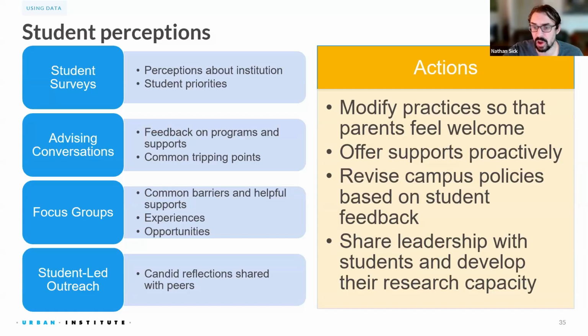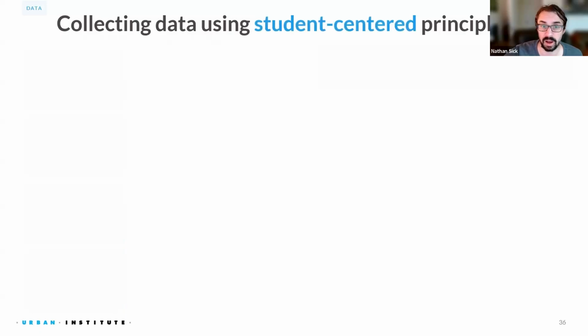So actions you can take: modify practices so that students feel welcome on campus by mentioning parenting students more often, making sure they're visible, having open door administrative policies, and offering supports proactively rather than making students learn about them themselves and come to you. You can learn that they're a student parent and offer them supports. You can revise campus policies based on student feedback, and you can share leadership with students and develop their own research capacity by allowing students to conduct focus groups and engage in student-led outreach.